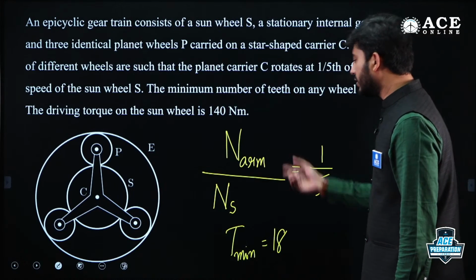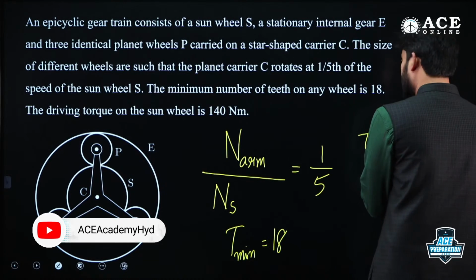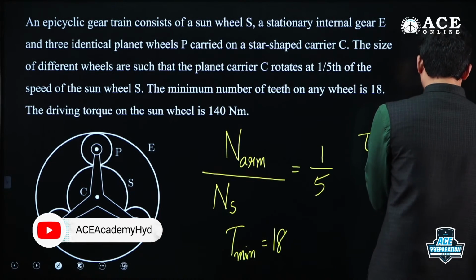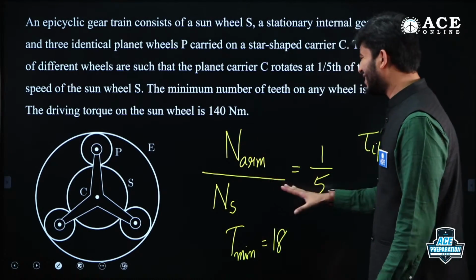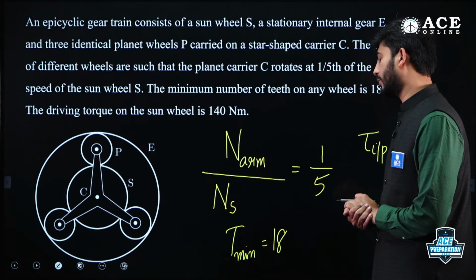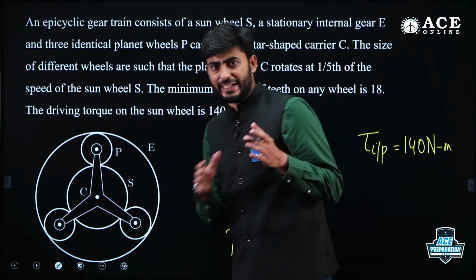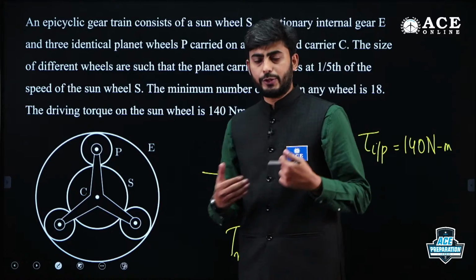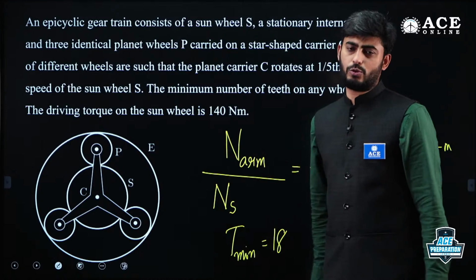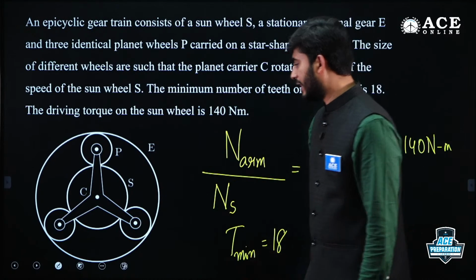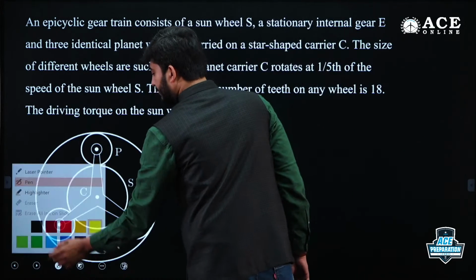The driving torque on the sun wheel, or the input torque, is given as 140 Newton meter. This is the data given to you. One thing is that you can solve this problem by the tabular method, or you can solve it by the algebraic method also. Let me do the algebraic method for you. The tabular method you know very well, we have been doing that for a very long time.